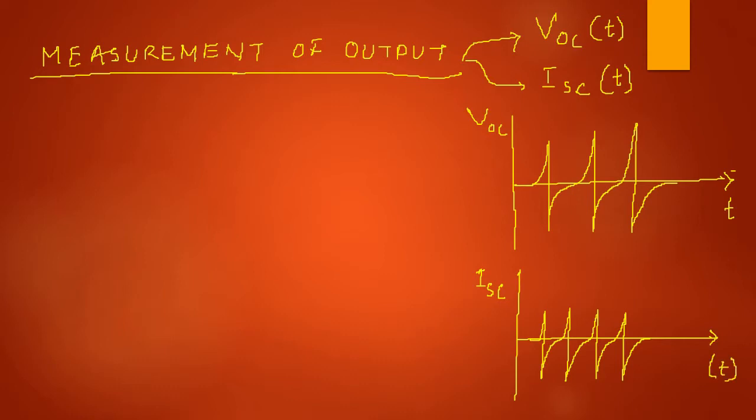Okay, so for different bending cycles you calculate the output in terms of open circuit voltage and short circuit current.